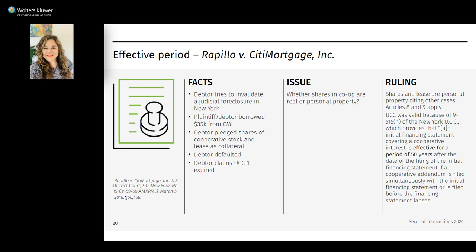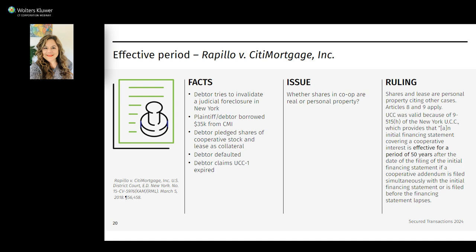And now debtor is trying to set aside the foreclosure, claiming that the UCC1 had already expired because it had been more than 5 years since the two secured parties had filed the UCC1. So the question was whether the shares in the co-op are really real property or personal property. The ruling was that the shares and the lease were actually personal property, and there was already authority in New York about that. Articles 8 and 9 did apply.